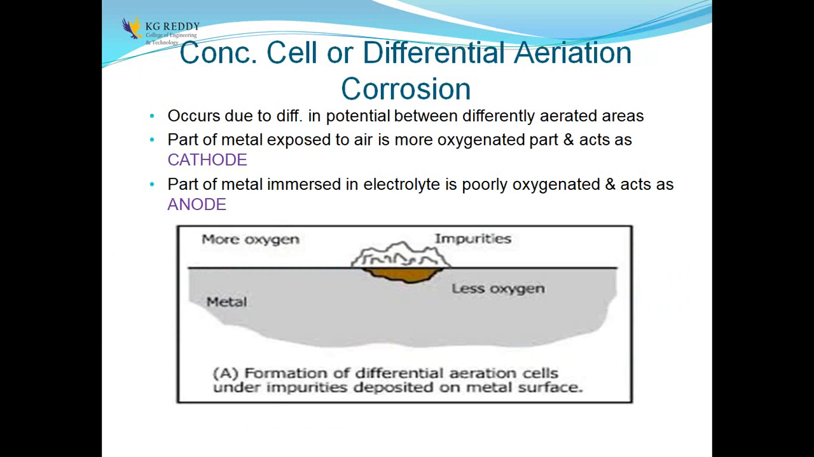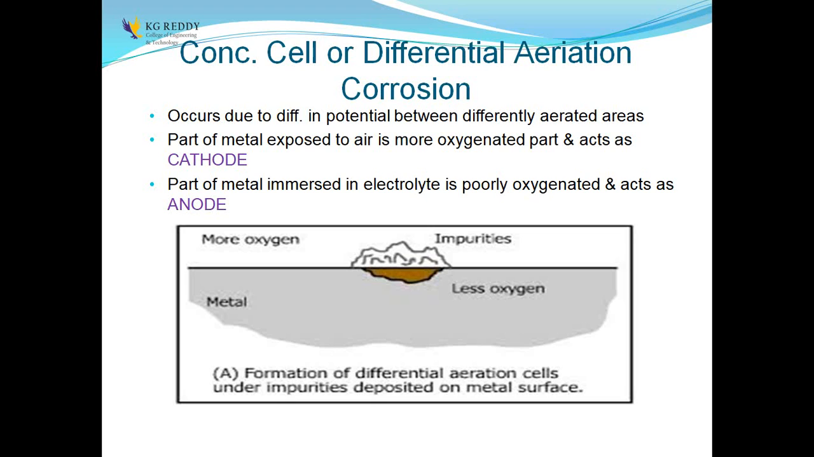Next, the differential aeration method. Take the same metal in a beaker. Half of the beaker is filled with solution, and you dip the same rod, for example a zinc rod, in it. Half of the metal is dipped in the liquid solution, and the remaining half is free from the solution.